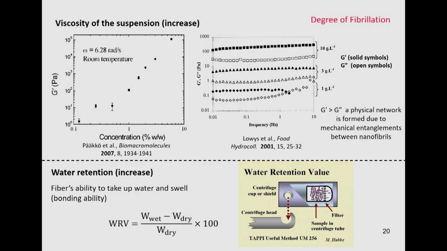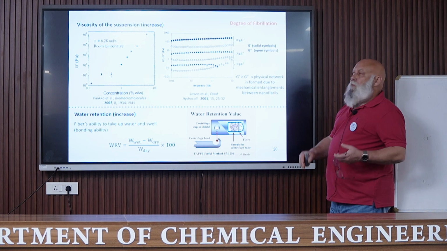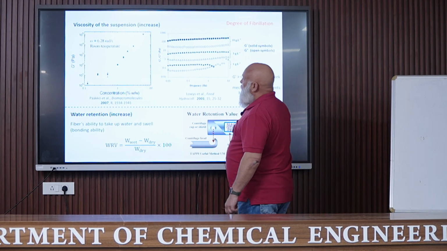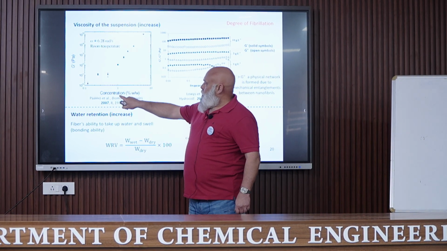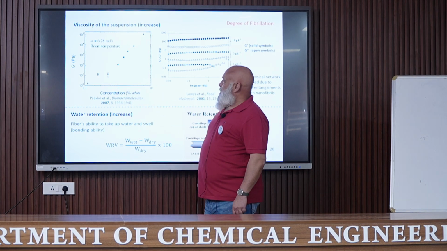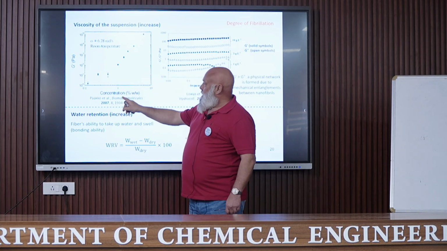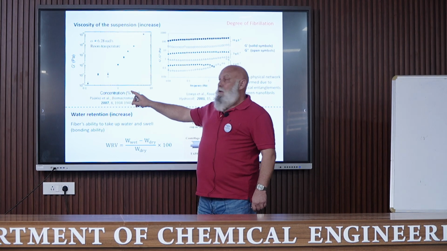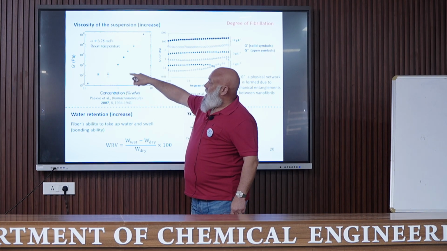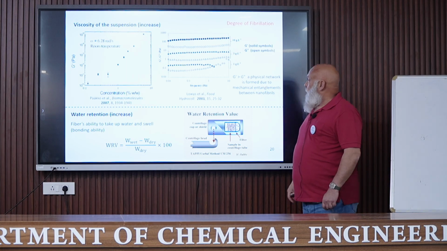Viscosity of the suspension, it increases. You can see here G prime. G prime corresponds to the storage shear modulus. So it's more or less equivalent to the viscosity of a suspension as a function of the concentration of cellulose nanofibrils. And you can see a huge increase in the viscosity. You can see that here it's a logarithmic scale. So it means that for only a few percent, we have an increase in viscosity of several decades.